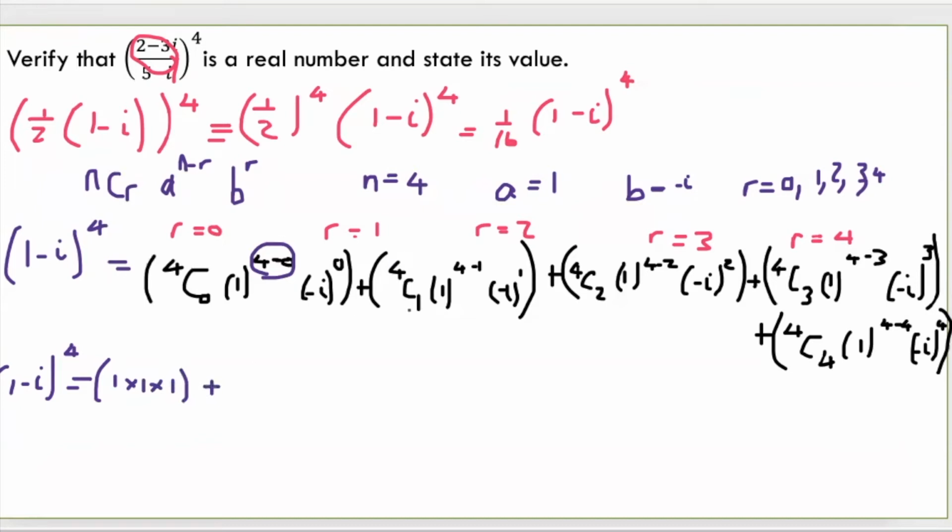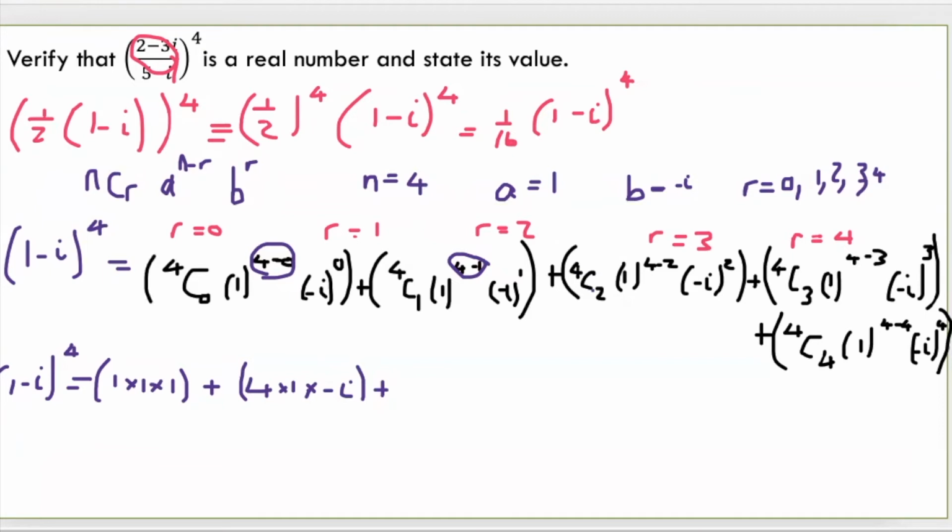Plus 4C1, that is 4. So you can enter 4 nCr 1 in your calculator. So 4 nCr 1, that will give you 4, times 4 minus 1, that's 3, but once you have a base 1, you will get back 1. Now minus i to the 1 is just minus i, so that's why I have a minus i.